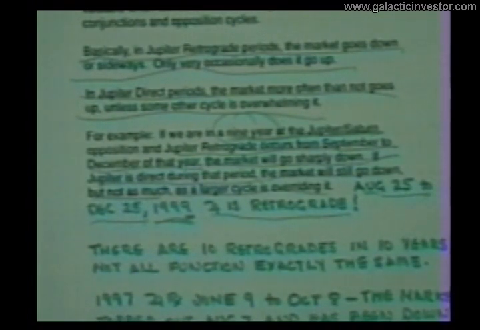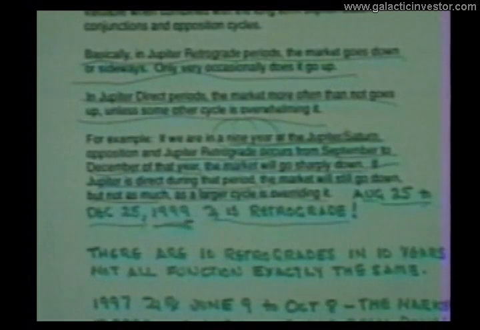The thing that you have to note about Jupiter-Saturn cycles, and you will note this if you just take the time to get a long chart of the Dow, cut out those 10-year chunks, and look at them all together, simultaneously, is that all Jupiter retrograde periods are not equal. In other words, you'll have 10 Jupiter retrograde periods in a 10-year cycle, and not all Jupiter retrograde periods make the market go down.